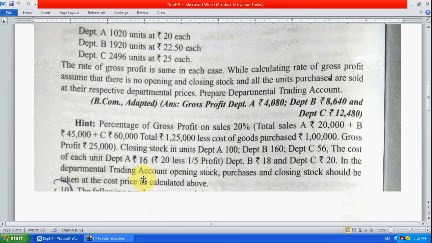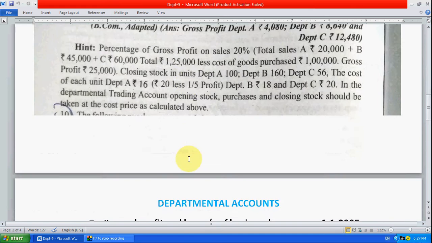Some hints are given here. For example, percentage of gross profit is 20, total sale A is 20, B is 45, C is 60, total 1,25,000, less cost of goods sold. Some of the entries are given here as hints. Closing stock is also given. Okay, so we will see in the calculation.